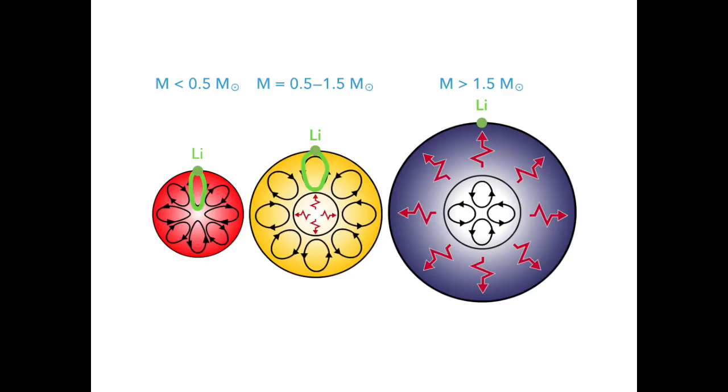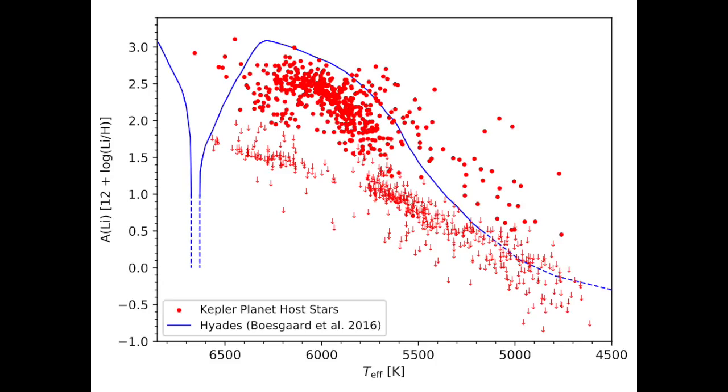To measure the lithium abundance for each of these stars, I created an automated pipeline that measured the lithium equivalent width and then used a combination of Mark's model atmospheres and MOOG to determine lithium abundances for all 1,300 stars in my sample. The result is Figure 7 in our paper, a lithium abundance versus effective temperature plot.